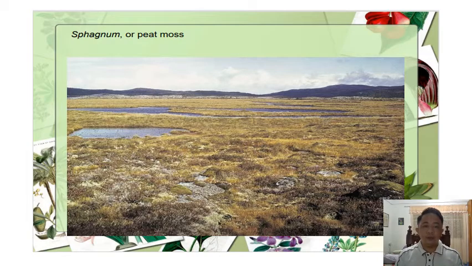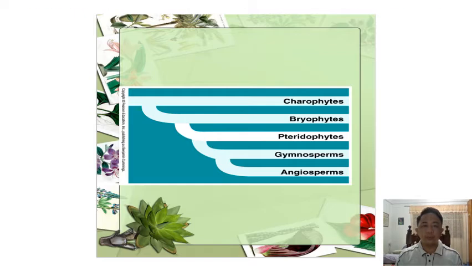So this is an example of an area or place where sphagnum or peat moss is usually found. If you observe the environment closely, we can see that it is usually wet, or there are certain bodies of water present that provide for the water requirements of this particular group of plants.